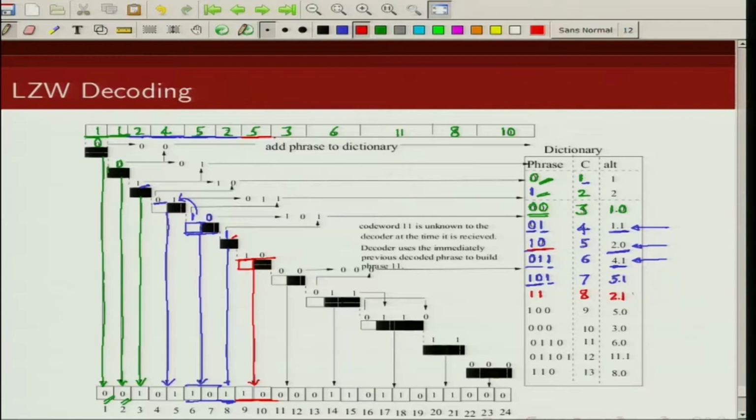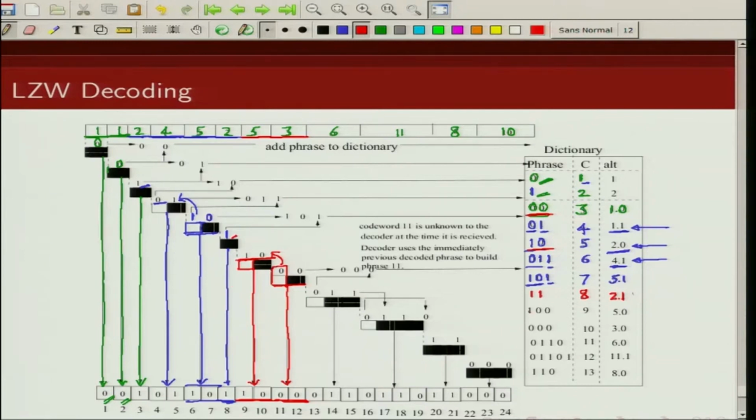Next, I will try to decode 3. What is 3? 3 corresponds to 00. So this is decoded as 00. Now what's the innovation symbol here? The innovation symbol here is 0 and the previous phrase was 10. So I add this innovation symbol and add this new phrase to my dictionary.